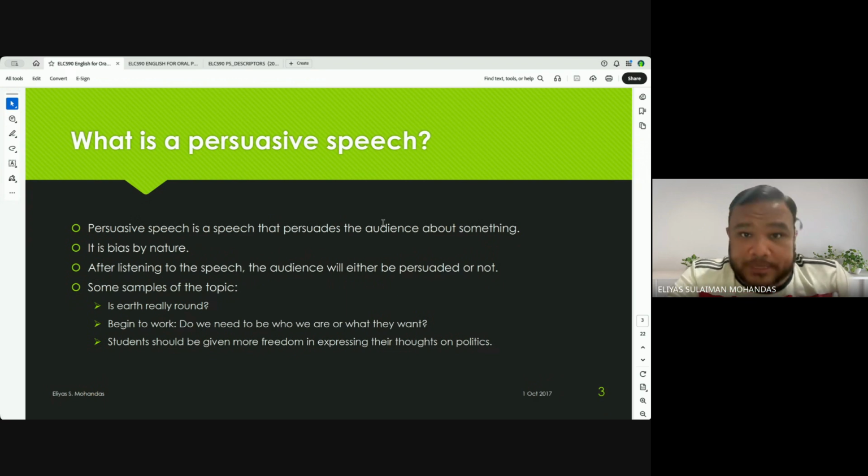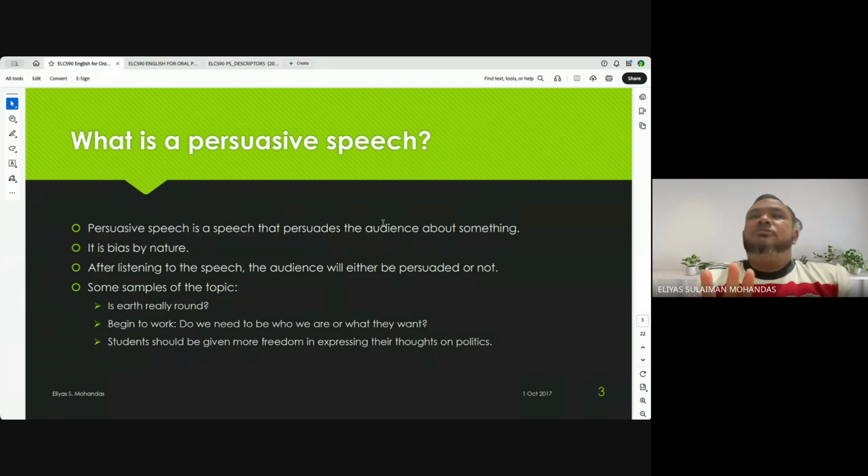Kalau informative, you are not persuading a person, you're just telling a person. It's merely expressing the facts. Dia fakta sahaja. Orang pun dengar. Dari tak tahu, sekarang dia tahu. Dari tahu, dia lebih tahu.